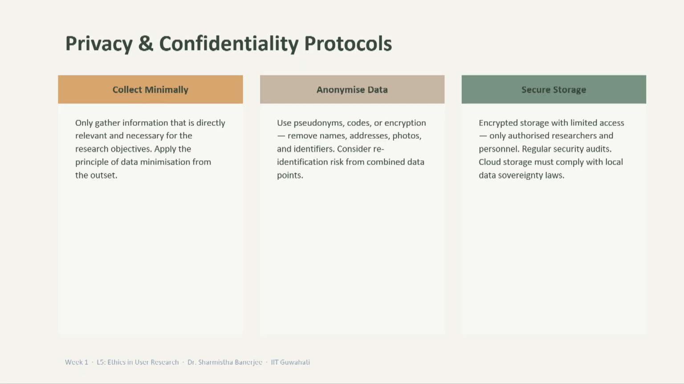Now let's come to privacy and confidentiality protocols. The first and foremost protocol here is to collect as little as you need. Only gather information that is directly relevant and necessary for the research objectives. Apply the principle of data minimization from the outset itself. As I told you, do not collect name, do not collect exact age, do not collect the exact address, do not collect phone numbers, do not collect email IDs. Collect as much as is necessary.